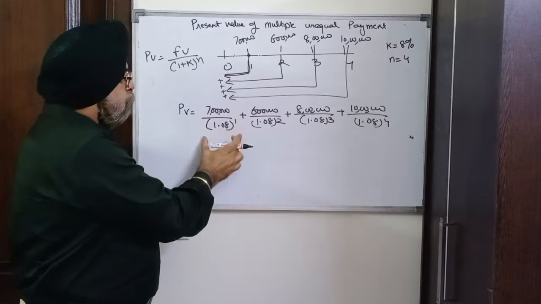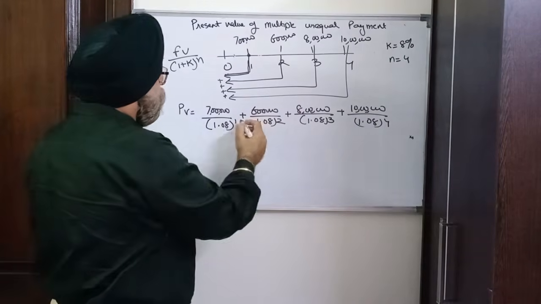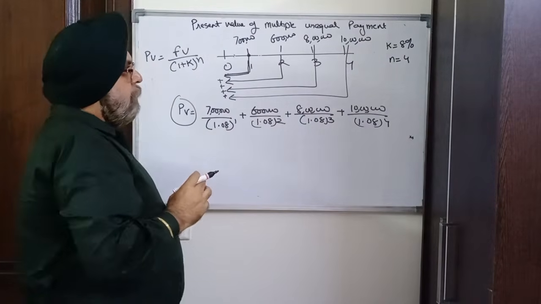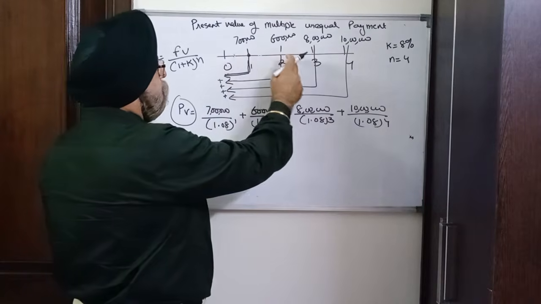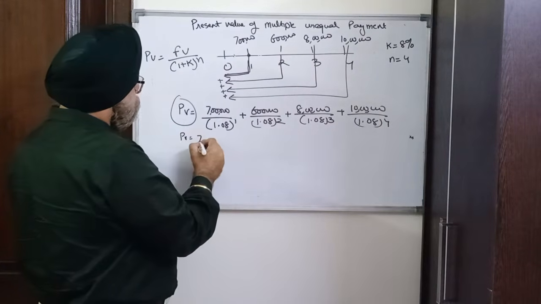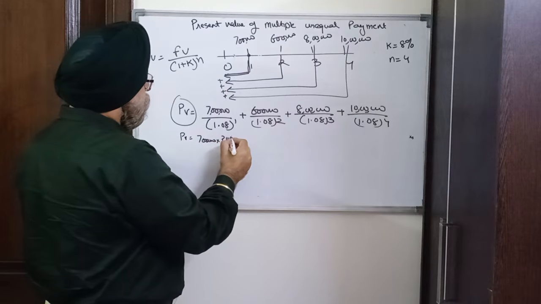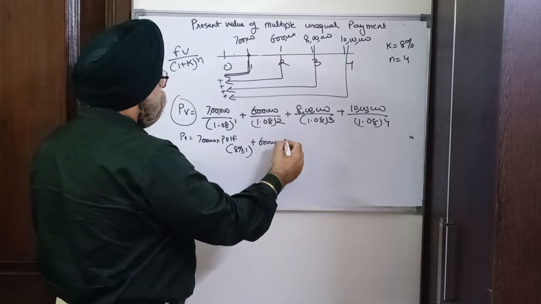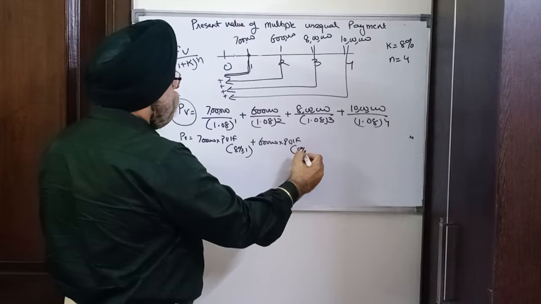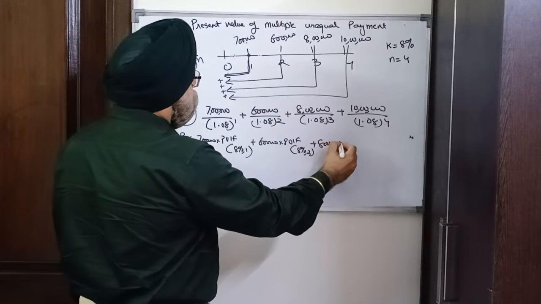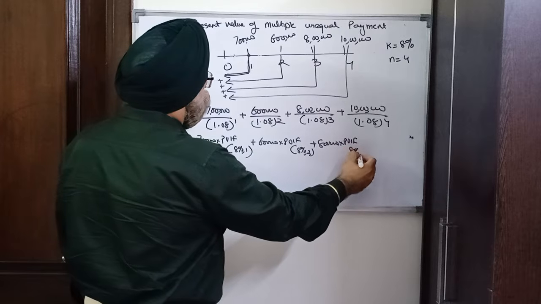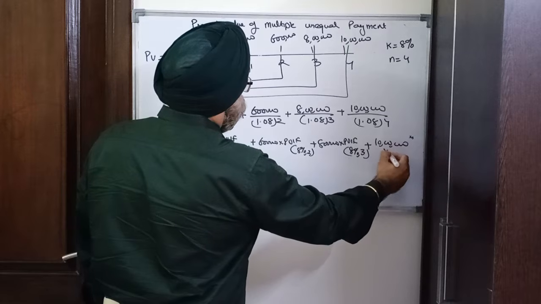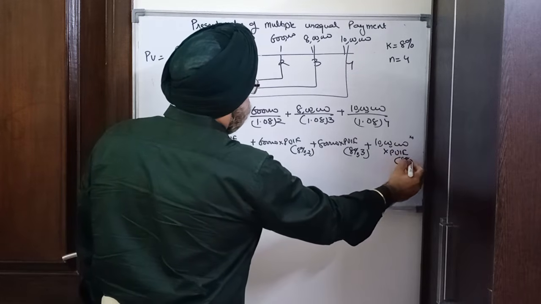So this individual part, we have to add it to get the true value, the present value of all these unequal payments which we will get at the end of each year. So if we are using the table, 7 lakh into PVIF 8%, 1 plus 6 lakh PVIF 8%, 2 plus 8 lakhs PVIF 8%, 3 plus 10 lakh into PVIF 8%, 4.